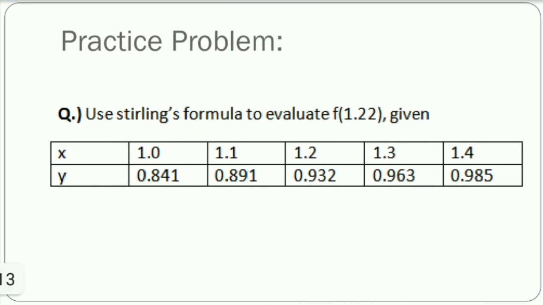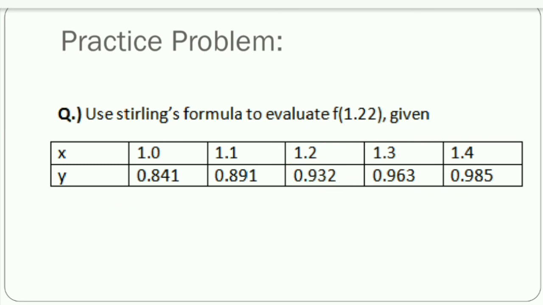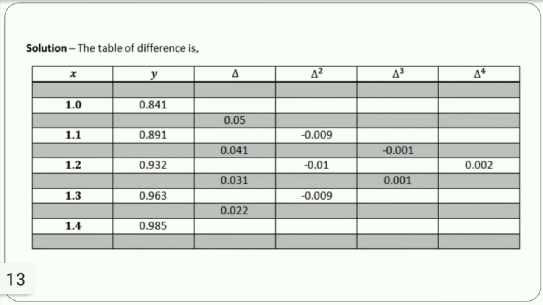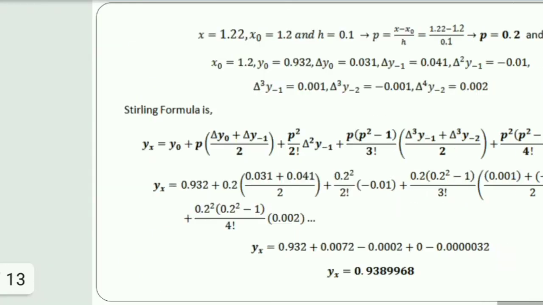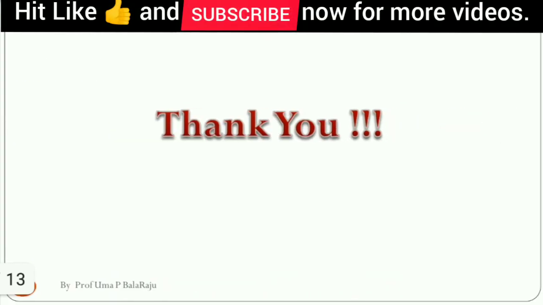Here I have given one practice problem for you. This is the table given, and you have to calculate at 1.22, which will lie here. So this will be your x naught and this is your y naught. Form the difference table and you will get all the answers. You can check your solution with this. This is the solution for that practice problem. Do it by yourself and check it here. So this is the complete solution for Stirling's formula.